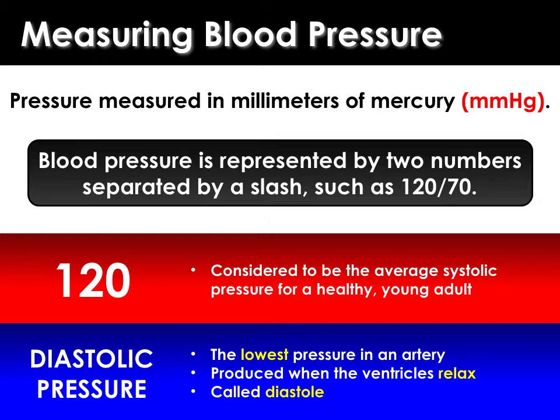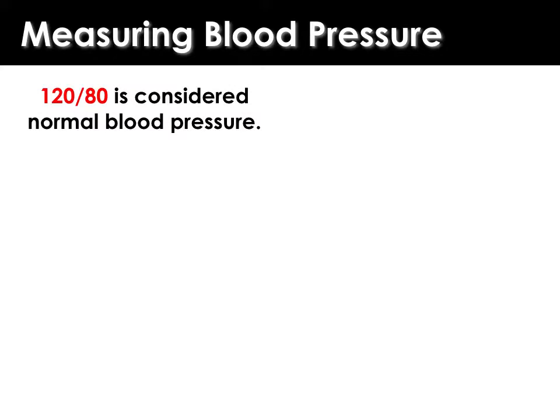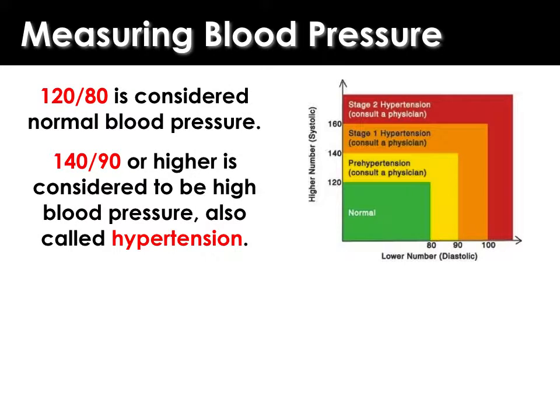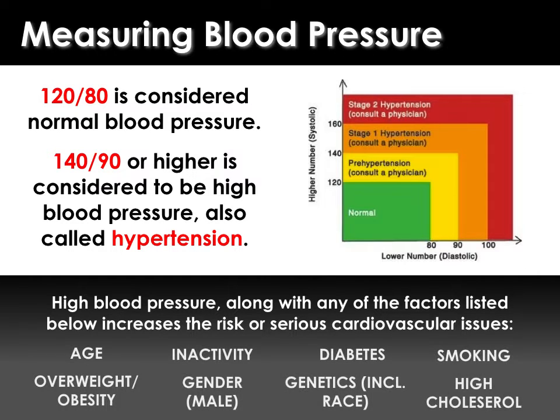So again, the systolic pressure is the higher one, that would be 120. The diastolic pressure is the lower one. 120/80 is considered normal blood pressure. If you have 140/90 or higher, that's considered to be high blood pressure or hypertension. High blood pressure, along with any of these factors, will increase the risk of serious cardiovascular issues.